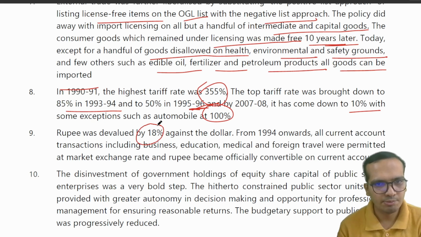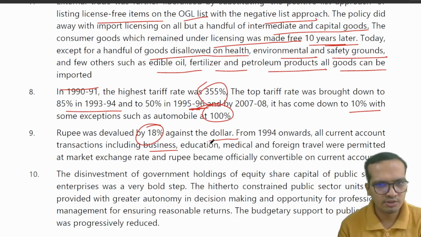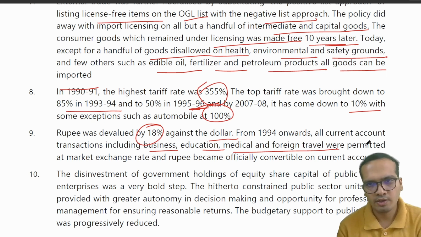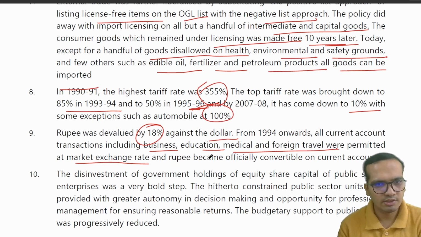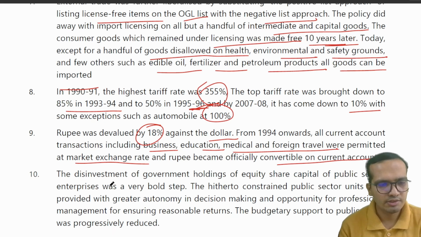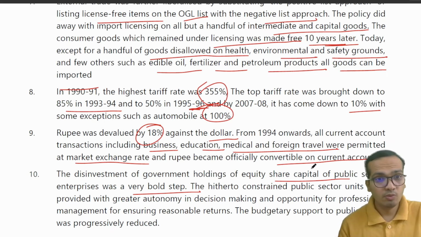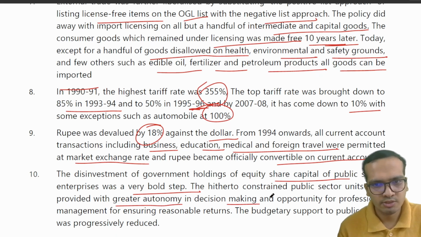Rupee was devalued by 18% against the dollar. From 1994 onwards, all current account transactions including business, education, medical and foreign travel were permitted at market exchange rates, and the rupee became officially convertible on current account. And 10th, the disinvestment of government holdings of equity share capital of public sector enterprises was a very bold step. The hitherto constrained public sector units were provided with greater autonomy in decision making and opportunity for professional management for ensuring reasonable returns. The budgetary support to public sector was progressively reduced.